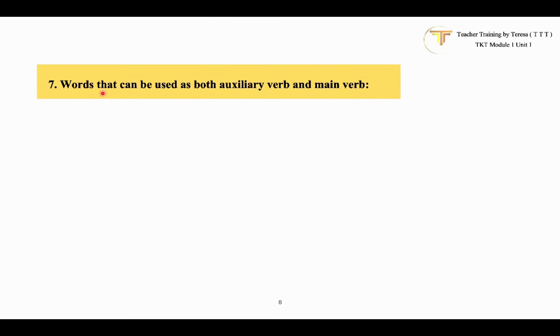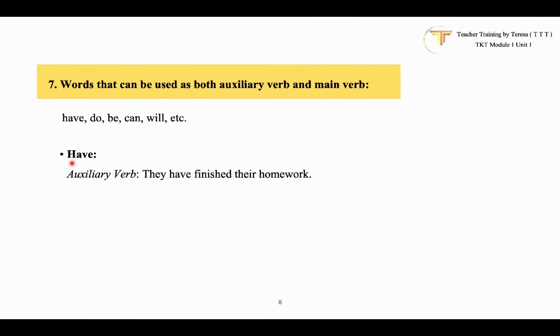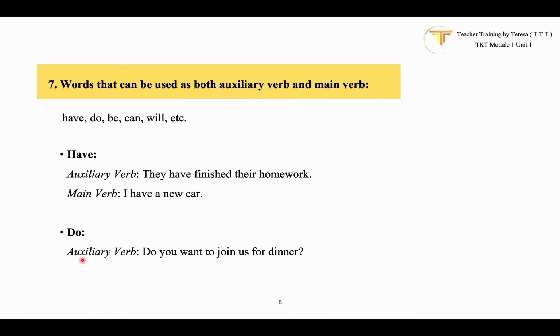7. Words that can be used as both auxiliary verb and main verb. Have, do, be, can, will, etc. Have. Auxiliary verb. They have finished their homework. Main verb. I have a new car. Do. Auxiliary verb. Do you want to join us for dinner? Main verb. You always do your best in every situation.